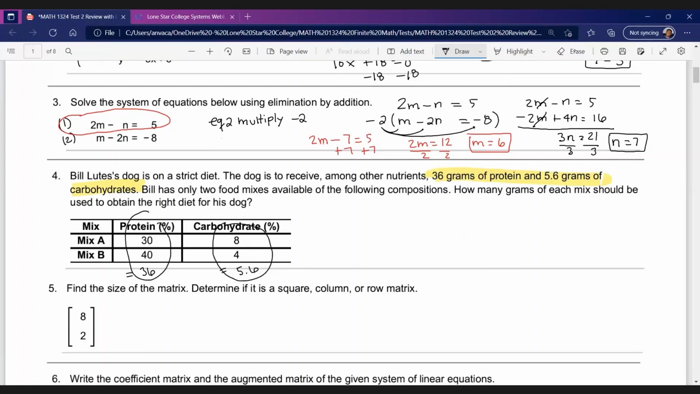Now, with these numbers, we can set up an equation. So we can say, let x1 represent the number of grams of mix A, and we're going to let the second variable be the number of grams of mix B. So therefore, we can write the following equation.